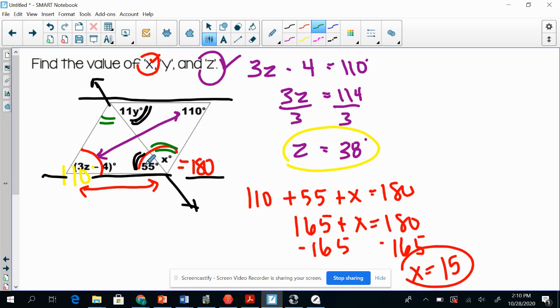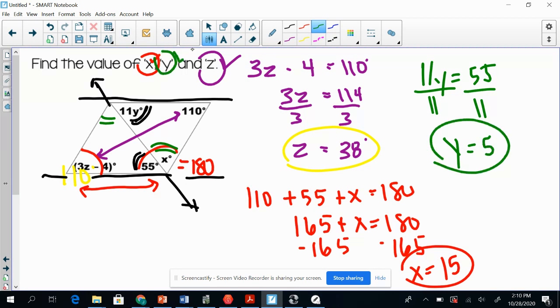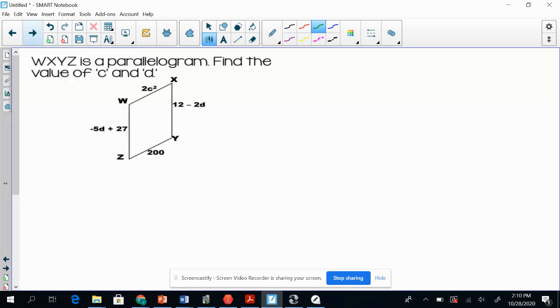So in this case, I'm going to set up 11y equals 55. Divide by 11 on both sides, so y equals 5. We've answered our questions, and I hope you notice I'm going back and checking off what we've completed to make sure I'm answering the question correctly. All right, short video, so I'm going to go to the next one.